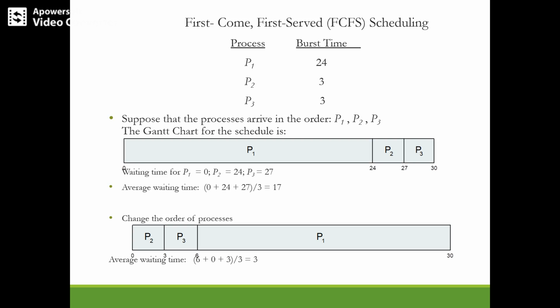Okay, and the average waiting time for FCFS is often quite long. Why? Because you can see that here there are three processes, and the average waiting time is 17 milliseconds. And the waiting time differs from one process to another.